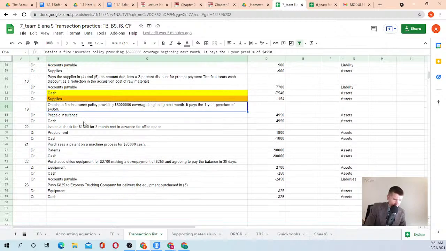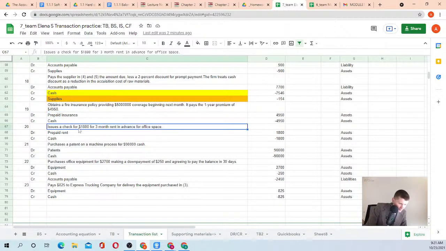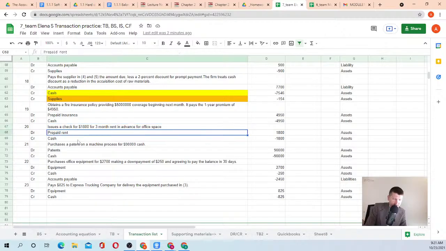Okay, we did that one, and Yelena did that correctly. Issues a check for $1,800 for 3 months rent in advance for office space. Prepaid rent, cash, everything is straightforward, same as the previous question. Done perfectly.